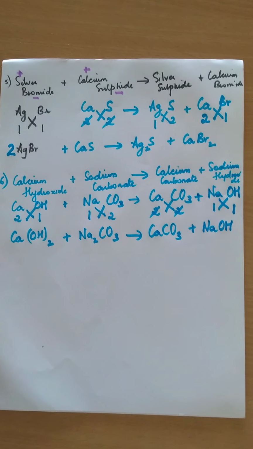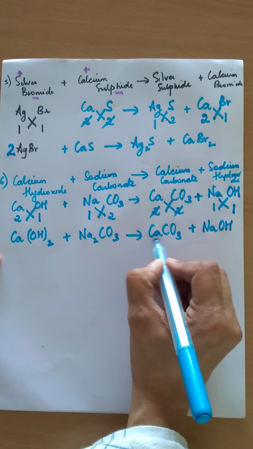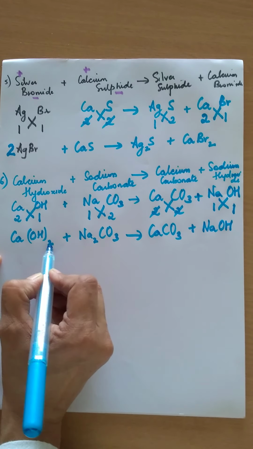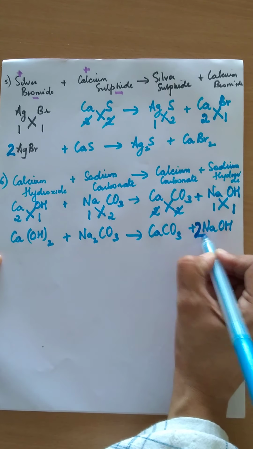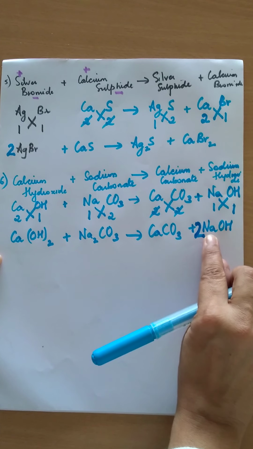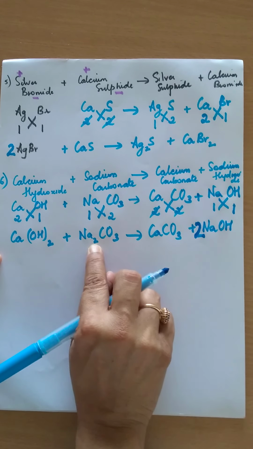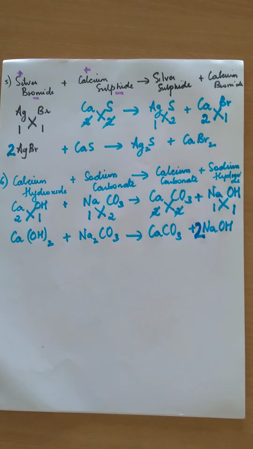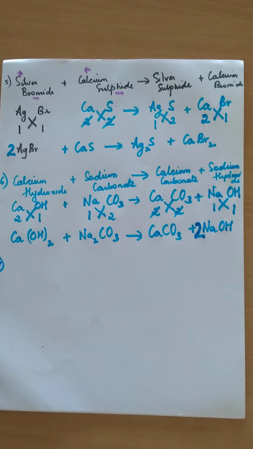Now let us balance this equation. Ca, there is 1 here. Here also there is 1 Ca, so Ca is balanced. OH, there are 2. Here there is only 1 OH. So to make it 2, you write 2 here. But when you write 2 here, sodium gets 2. Here sodium is already 2. So sodium is also balanced. And CO3, 1 here and there is 1 CO3 here. So the equation is now balanced.